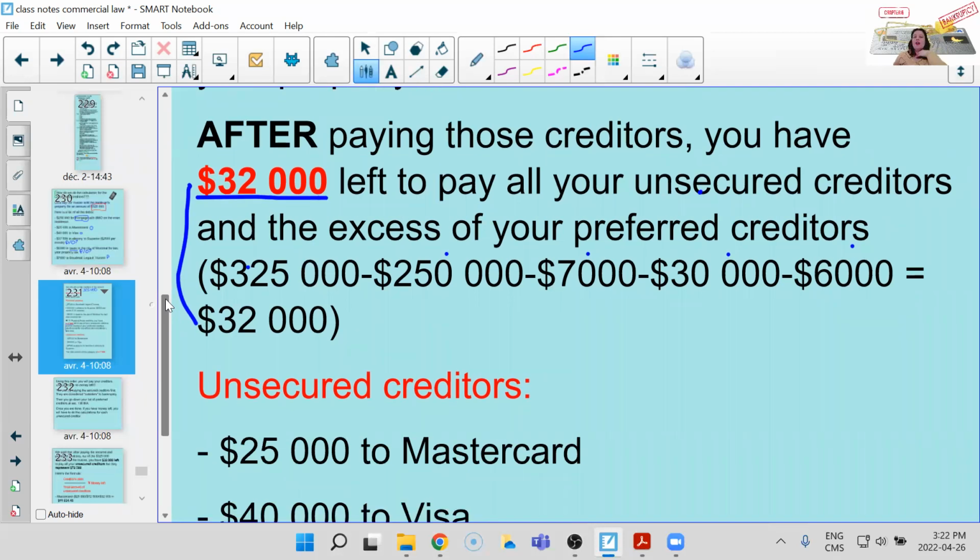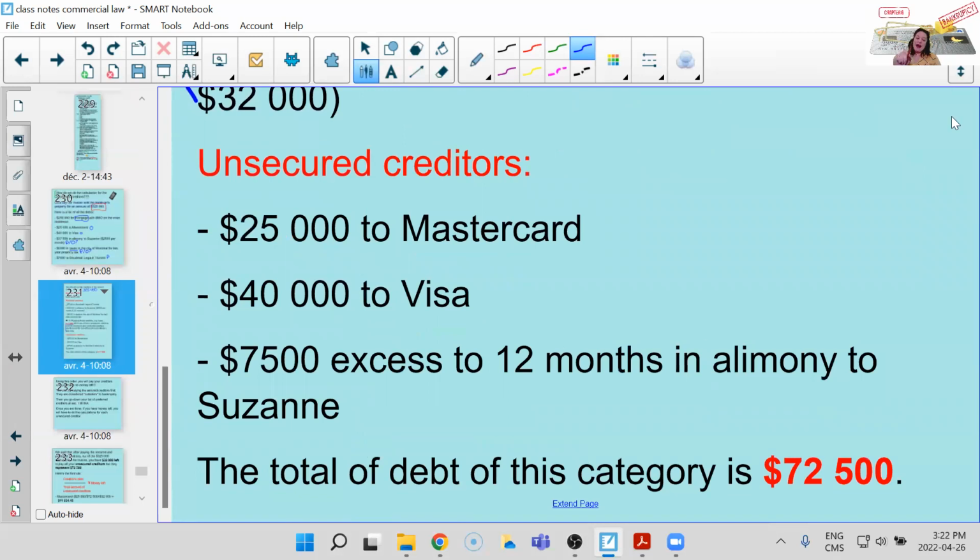So after paying all of this, who do I have in my ordinary creditor category? These are the ones that we didn't talk about before, or the excess. For instance, the excess of alimony. So in our case, we had 25,000 for MasterCard. It's an ordinary creditor. $40,000 to Visa. 7,500. It's the excess. Remember, the debt for alimony was 37,500 at 2,500 per month. So we took that in the preferred creditors. We put the 12 months, which was 30,000. So the excess, the 7,500, goes in the unsecured creditors.